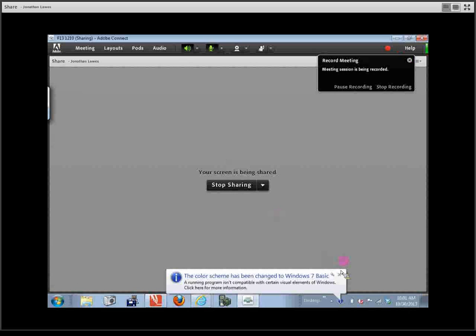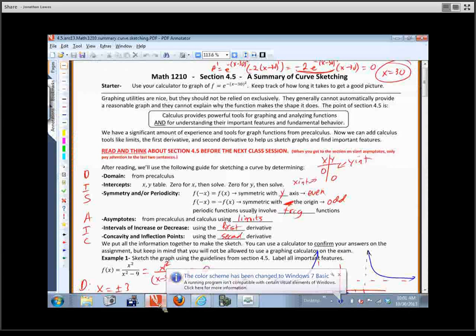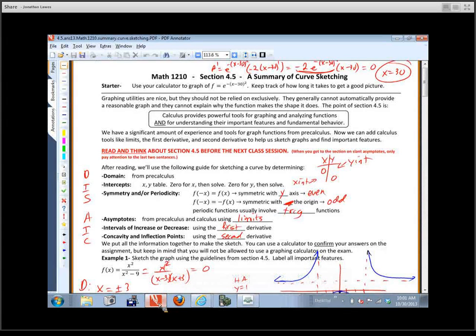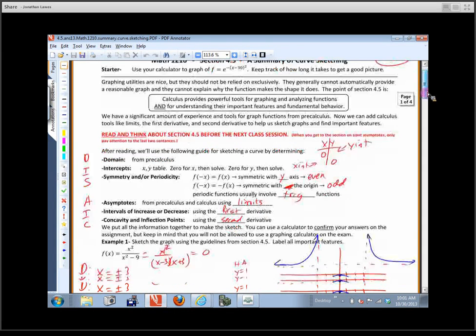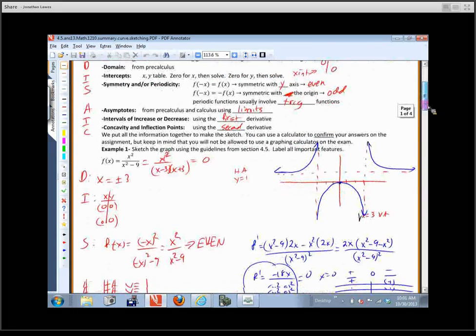Okay, let's pick up where we left off yesterday on 4.5. So 4.5 is what they call a summary of curve sketching. Basically, we're going to use all the information that we've got so far, a bunch of pre-calculus ideas, a bunch of calculus ideas, and put all the information together, including sometimes using limits to come up with what a graph looks like. And we did one yesterday.